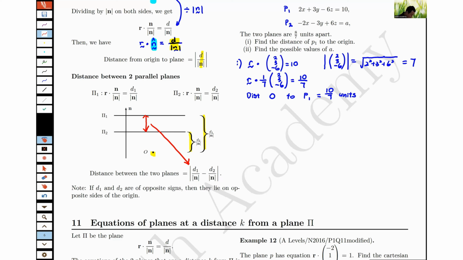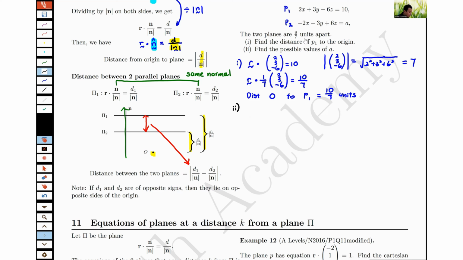There's one small catch that I need you to know. When we apply this formula, you must have the same normal vector before you apply d1 minus d2 over mod n. You will see here that my normal is the same for both of the planes. It must be the same normal. Okay, let's use this information.